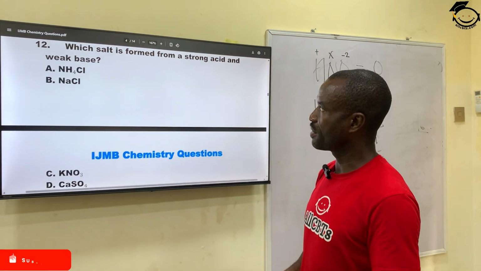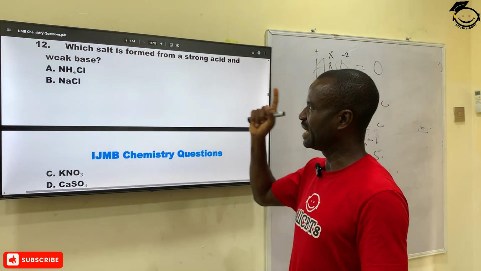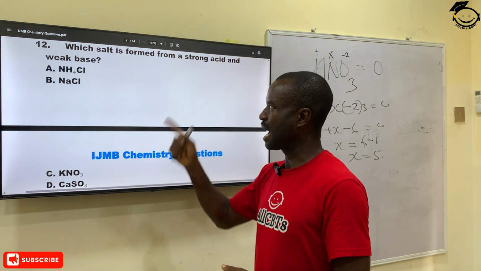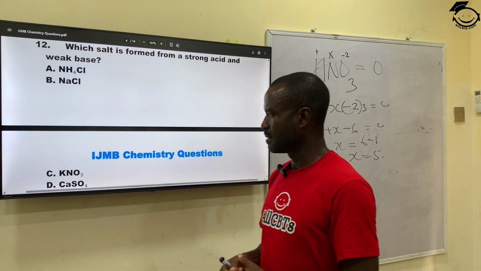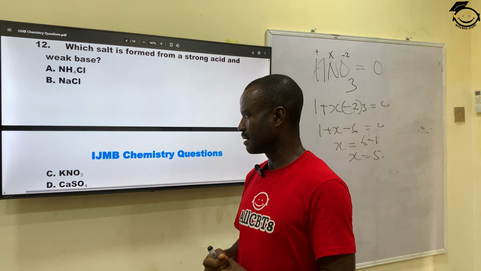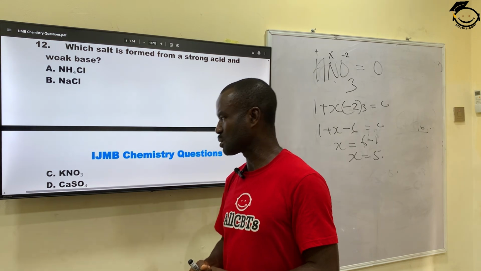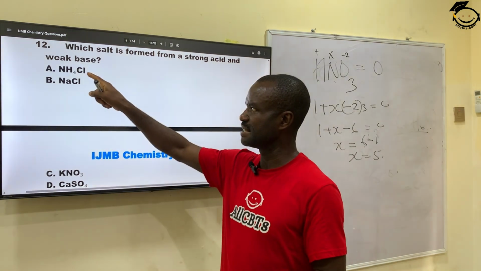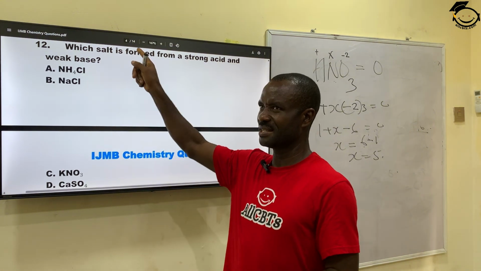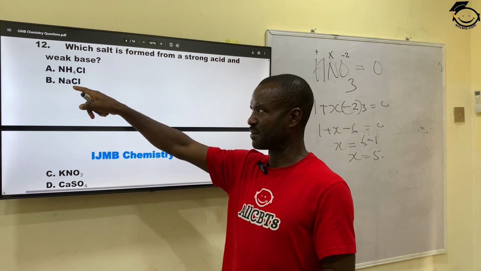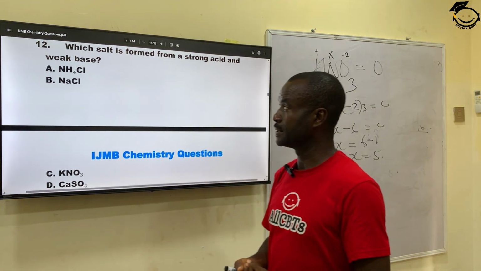All right. Question 12. Which salt is formed from a strong acid and a weak base? A, ammonium chloride. B, sodium chloride. C, potassium nitrate. And D, calcium sulfate. The correct answer is ammonium chloride. You know, ammonium hydroxide with HCl. HCl is a strong acid. Ammonium hydroxide is a weak base. So by the time they combine, you form a salt, ammonium chloride.